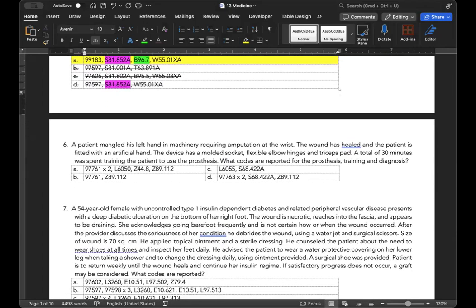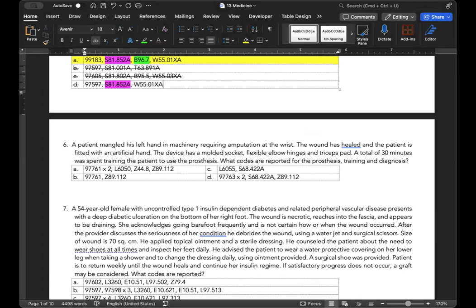All right, let's do number 6. A patient mangled his left hand in machinery requiring an amputation at the wrist. The wound has healed and the patient is fitted with an artificial hand. The device has a molded socket, flexible elbow hinges, and triceps pad. A total of 30 minutes was spent training the patient how to use the prosthesis.